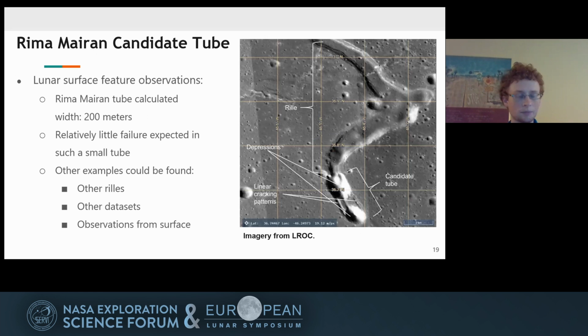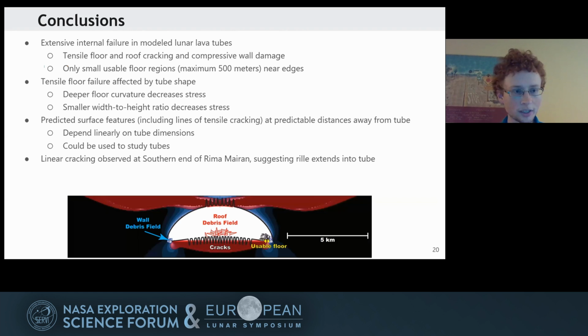And finally, I found a candidate lava tube extension of Rima Myran at its southern end. I used the surface feature relationships I described to calculate an approximate width for this tube of 200 meters. I think relatively little failure is expected in such a small tube. And I think other such candidate tubes could be found in the same way in other rills or using other data sets, or possibly in the future using higher resolution observations from the lunar surface itself. And here I have just a summary slide of my conclusions.